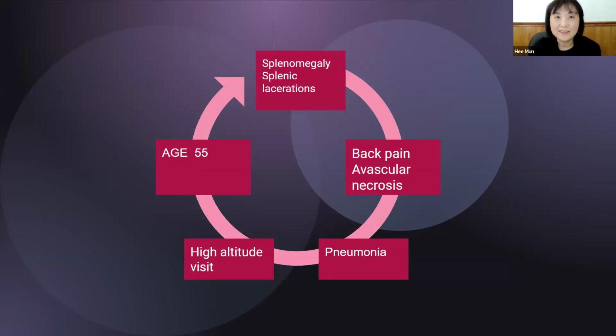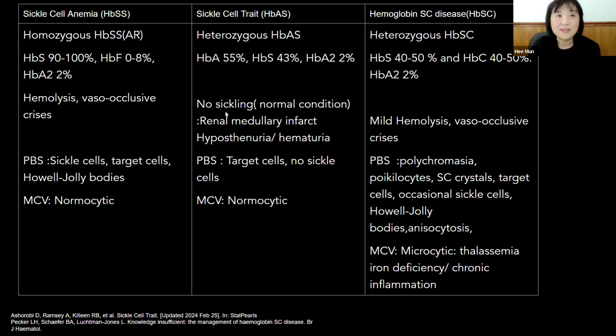All right. The first case was sickle cell anemia, homozygous hemoglobin SS, usually composed of 90 to 100% hemoglobin S. Severe symptoms can be seen: hemolysis, vaso-occlusive crisis, and small sickle cells, target cells, Howell-Jolly bodies. And sickle cell trait is heterozygous. Hemoglobin A is 55%, and hemoglobin S is 43%.